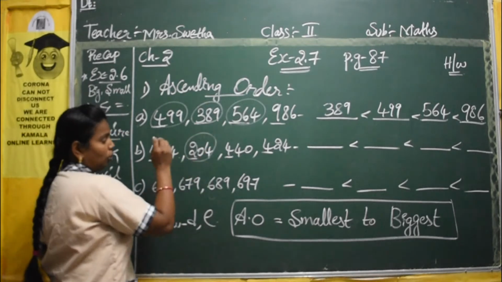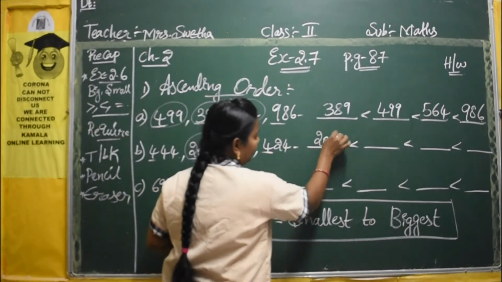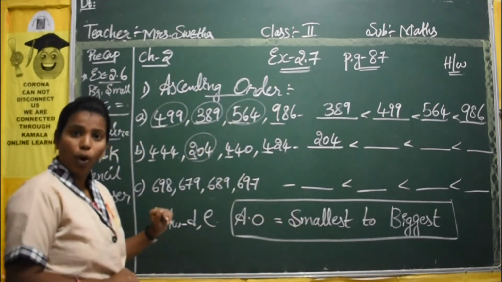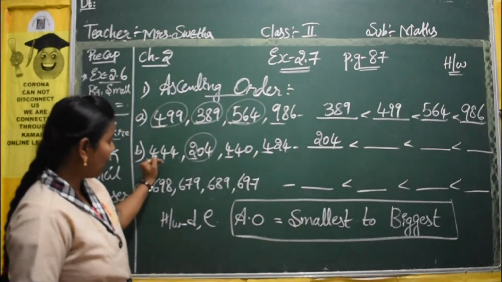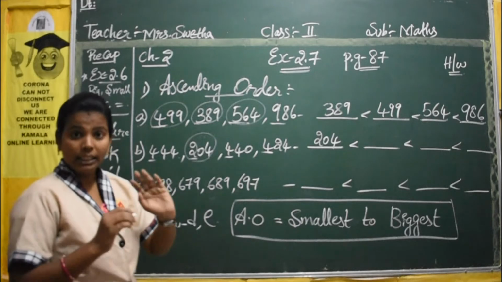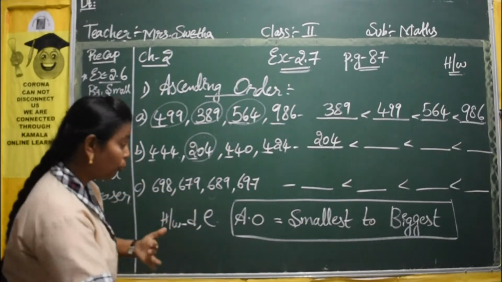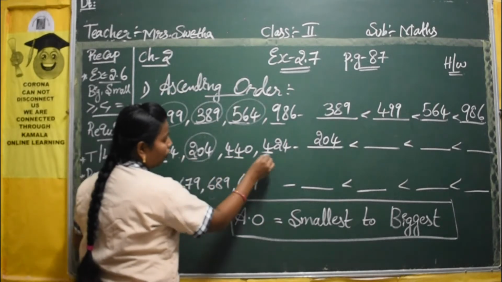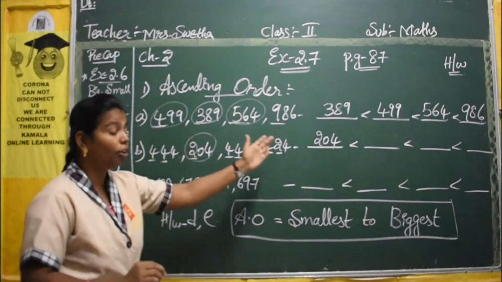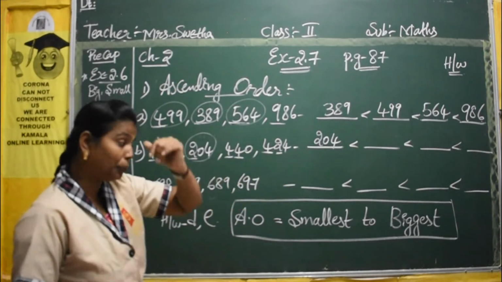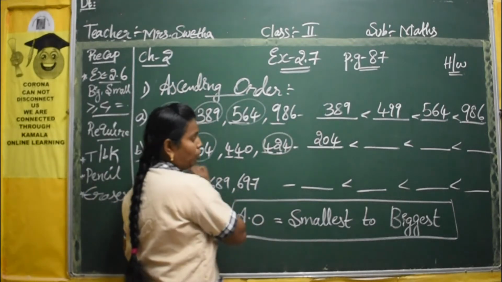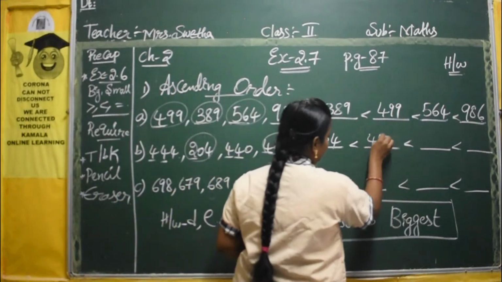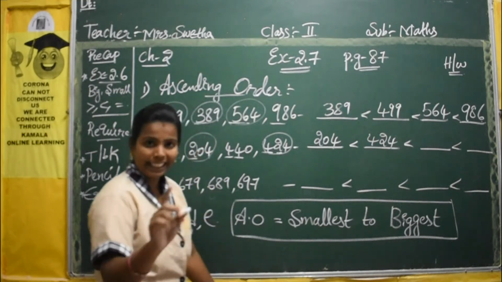So 204 will become the smallest number. Next, you see again you have all the 4s. If you have the same number, you have to move on to the next number again. Again, you see the next numbers are 4, 4, 2. Which is the smallest one? 2 will become your smallest one. So 424 will be the second number.